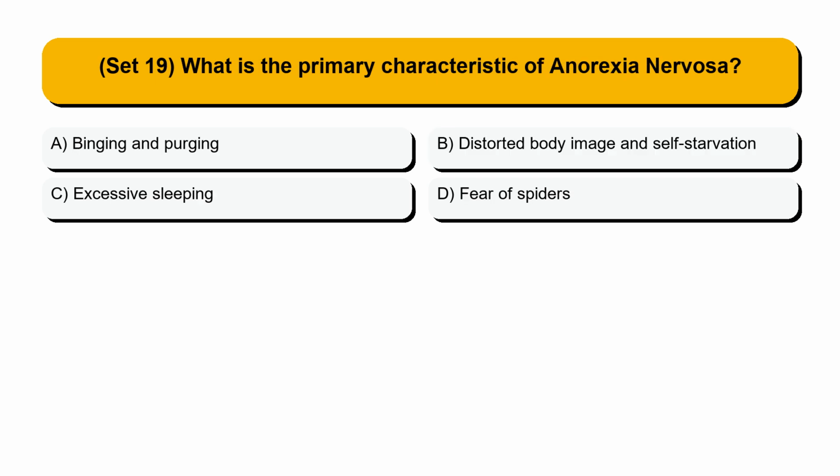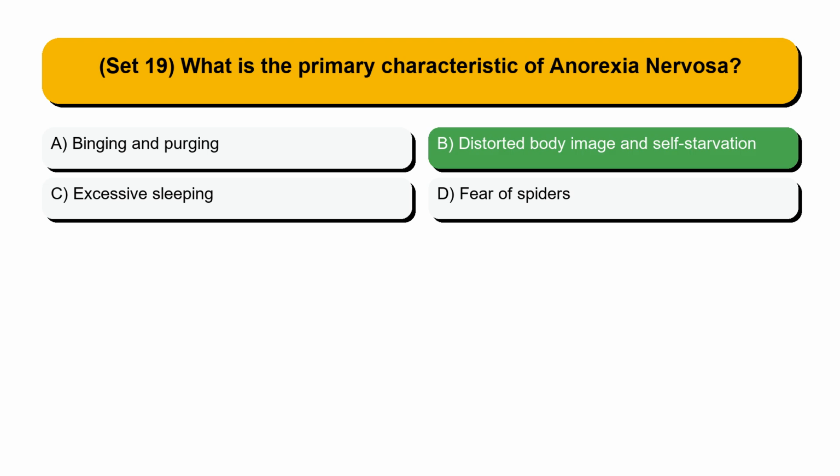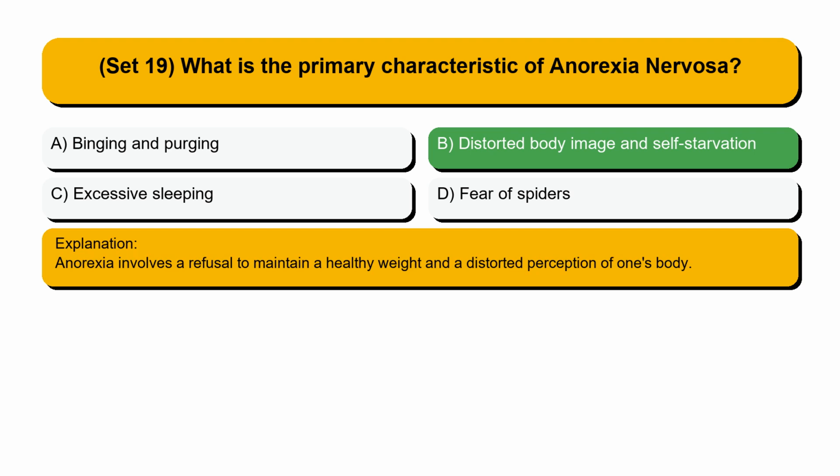Question 19. Set 19. What is the primary characteristic of anorexia nervosa? Option A, binging and purging. Option B, distorted body image and self-starvation. Option C, excessive sleeping. Option D, fear of spiders. The correct answer is option B, distorted body image and self-starvation. Anorexia involves a refusal to maintain a healthy weight and a distorted perception of one's body.